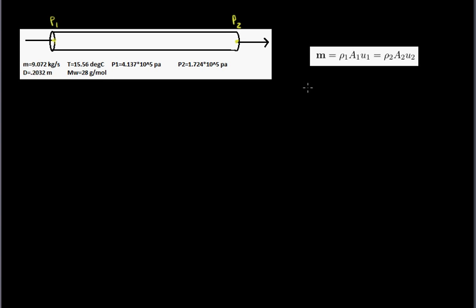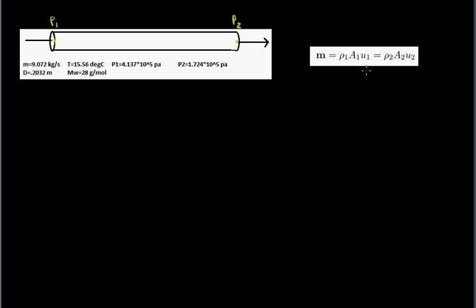We're just going to use a mass conservation relationship. We're given the mass flow rate, 9.072 kilograms per second, and that's equal to the density times the cross-sectional area times the velocity. Mass is always conserved, so the inlet density, cross-sectional area, and velocity equal the outlet density, cross-sectional area, and velocity. In our case, the cross-sectional area is constant, so A1 is equal to A2. So the inlet density times the inlet velocity is equal to the outlet density times the outlet velocity.